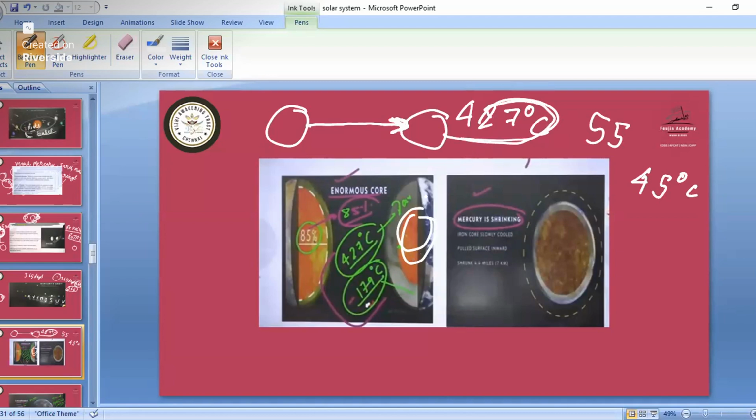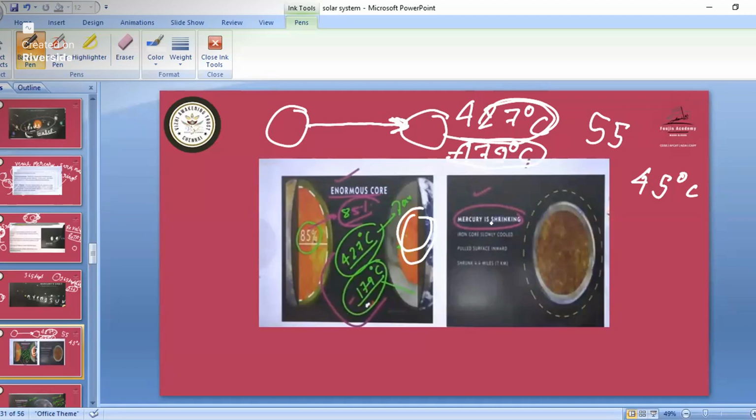Whereas in the night time, when Mercury's axis is not towards the Sun's light, we have minus 179 degrees Celsius. So at night it becomes colder, and in daytime it becomes hotter. So due to that there is no existence of life.